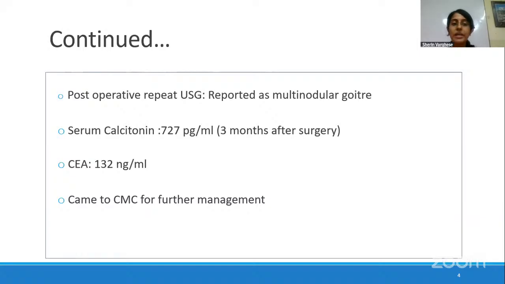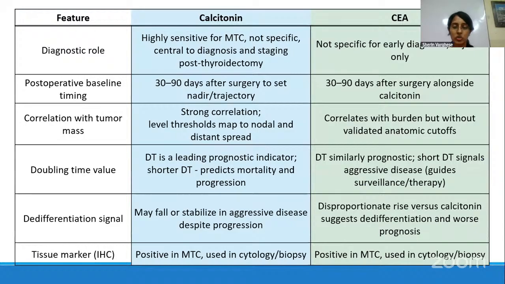Postoperatively, they did a repeat ultrasound, which also showed multinodular goiter of the residual left thyroid. Then they did a calcitonin, which was found to be elevated at 727 picogram per ml. CEA was also elevated at 132 nanogram per ml. Subsequently, he came to our center for further management.